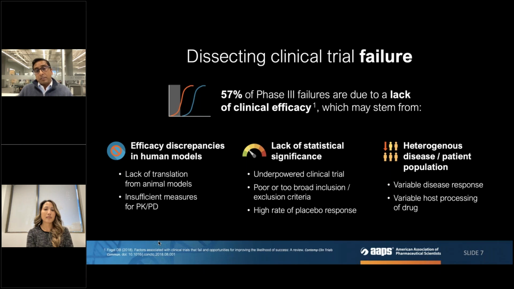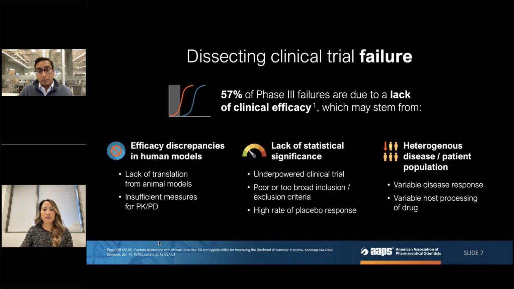The last two bins here, the one shown in the middle and the one shown to the right, really frame out the majority, however, of these phase 3 failures. When we think about the lack of efficacy, this is oftentimes a lack of statistical significance. And this can be broken down into several different areas. One, clinical trials are often underpowered. The inclusion criteria are oftentimes poor or too broadly defined to ultimately allow for statistical significance in a subset of individuals.